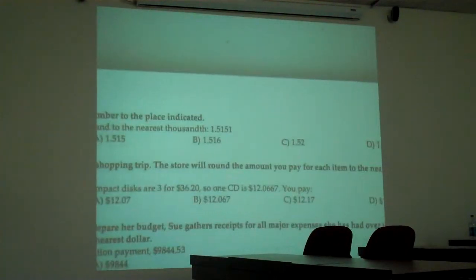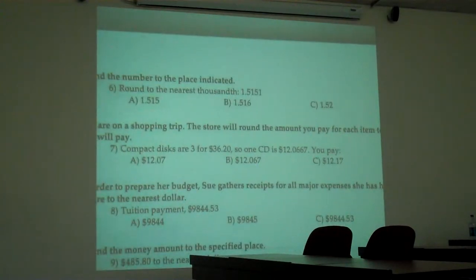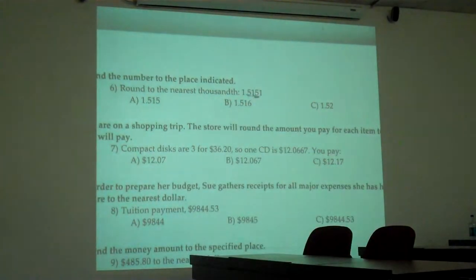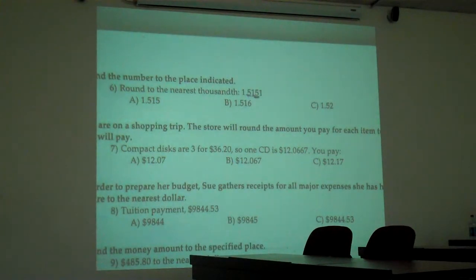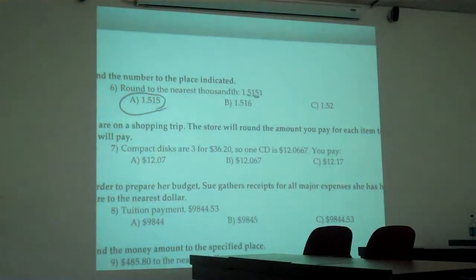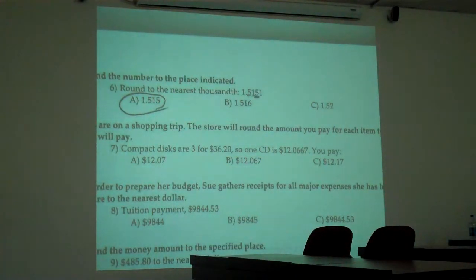Okay, number 6, round to the nearest thousand. 10, 100, 1,000 is the 5. So what's it going to be? 1.515. You just drop the 1 after it. Okay, never mind. You're right. Never mind. 1,000.